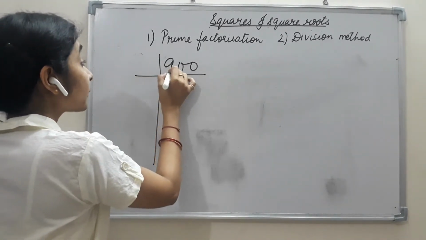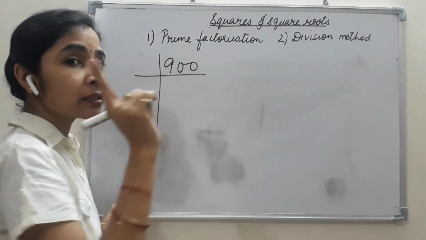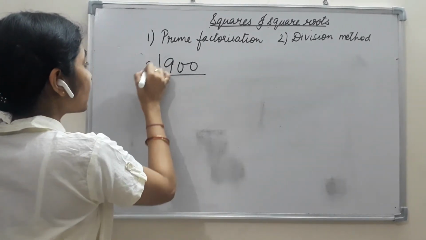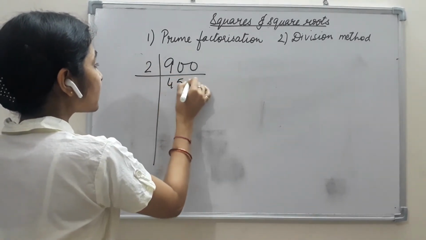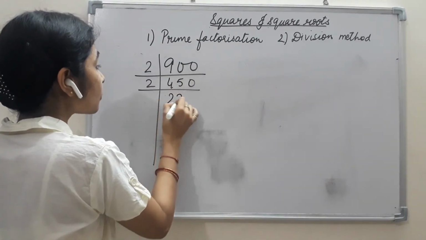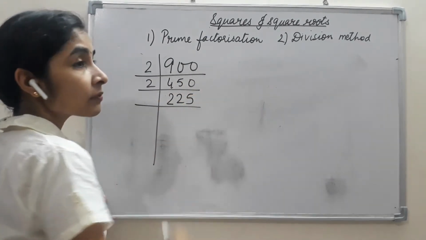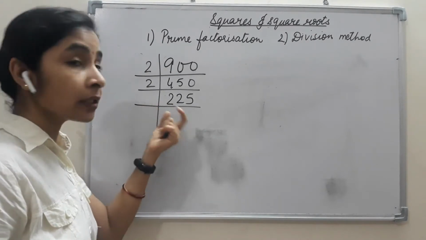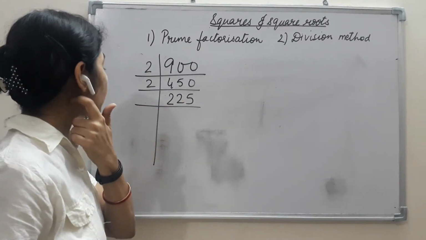So here 900, there are 2 zeros, which means it is divisible by 2. So first we divide it by 2: 2 4s are 4, 5s are 5, zeros are 0. Again by 2 because there is 1 zero, the 2s are 2, 2s are 2 and 5s are 5. Now it is not divisible by 2. It can be divisible by 3 or by 5. So let's see if it is divisible by 3.